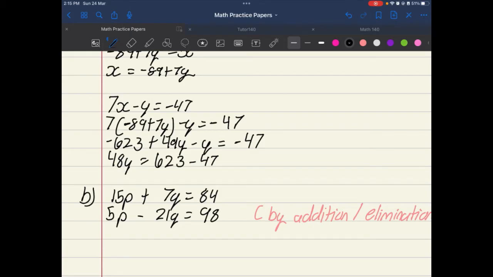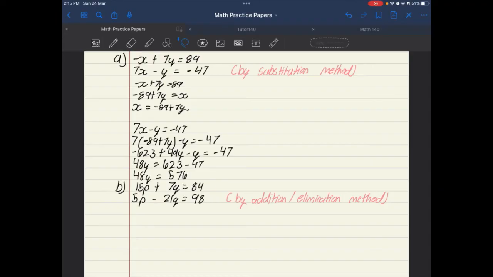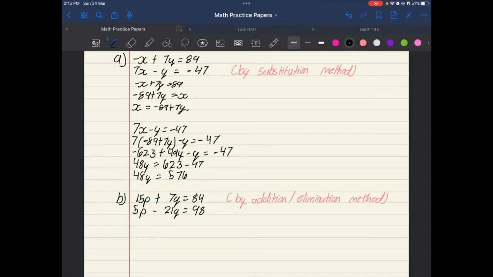So 623 minus 47, that's 48y, is equal to 576. Let's move this down. Okay, so now we have to divide by 48. So 576 divided by 48 is 12. So y is equal to 12.